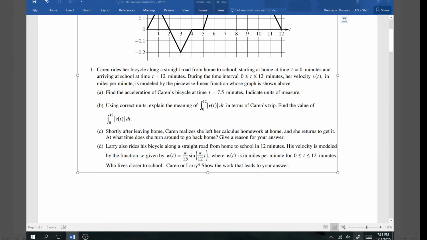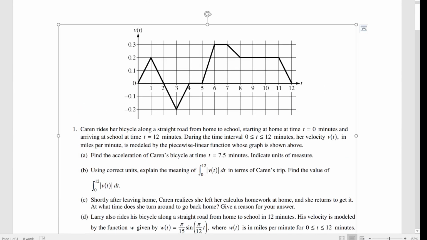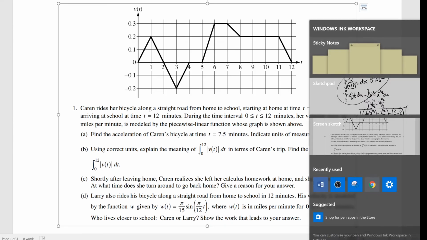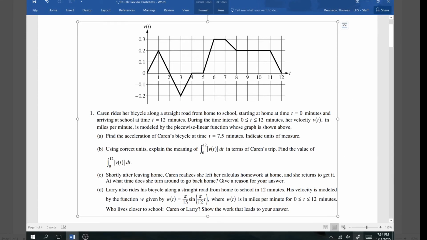But I wanted to talk about part C, because part C is really interesting here. Shortly after leaving home, Karen realizes she left her calculus homework at home and returns to get it. At what time does she turn around and go back home? All you have to do here is look up at this picture and see that, as I talked about earlier, Karen is traveling in one direction and then switches and goes the other direction as she has a negative velocity. So she's going back home here.